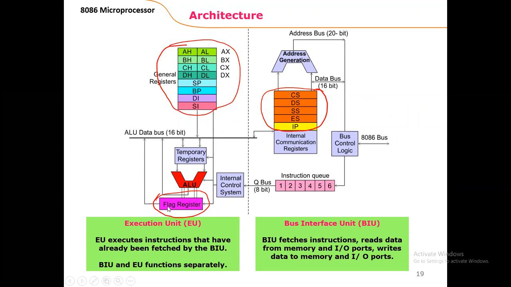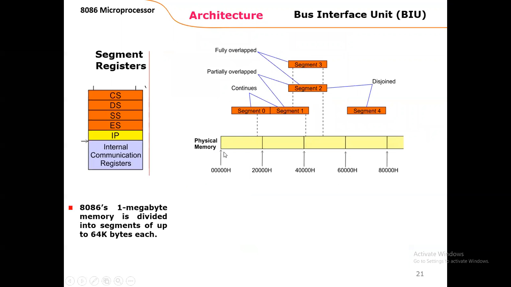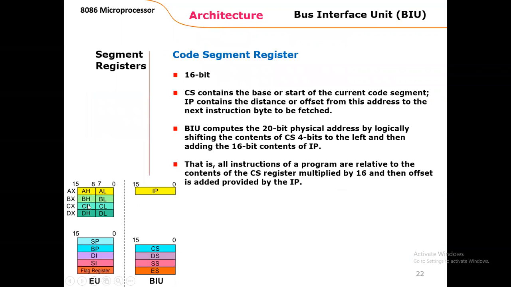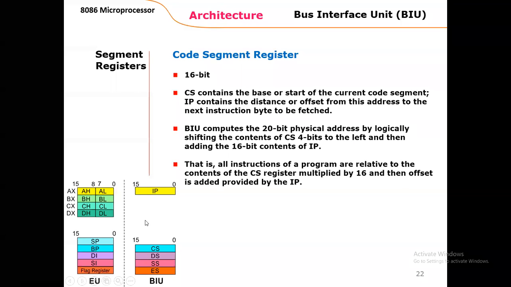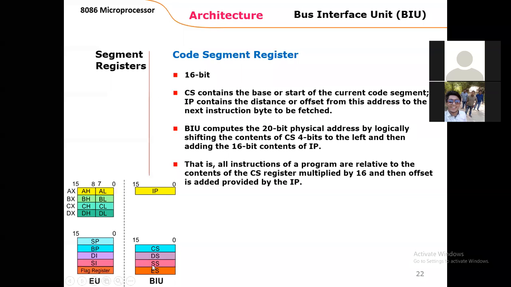This is your execution part, and another execution part is the flag register. The bus interface unit part has the four segment registers: code segment, data segment, stack segment, extra segment, and another is the IP, instruction pointer. So this is your total register: the general purpose registers, stack pointer, base pointer, destination index, source index, flag register, IP, instruction pointer, and four segment registers.